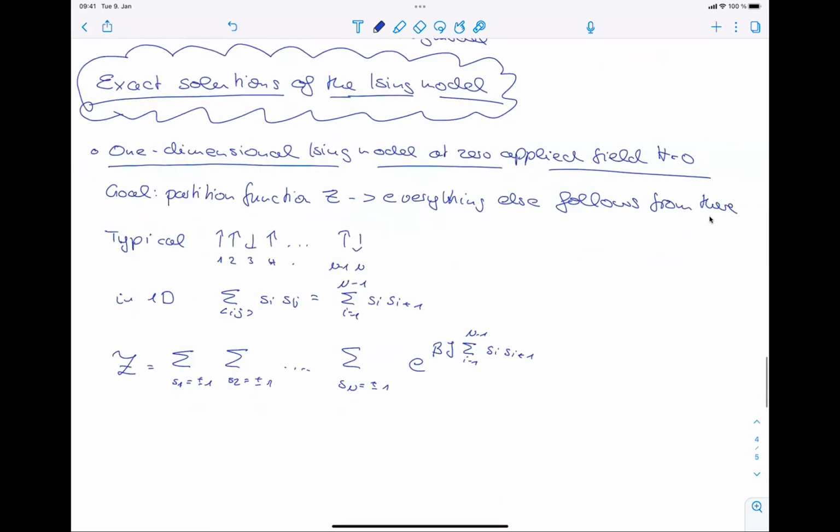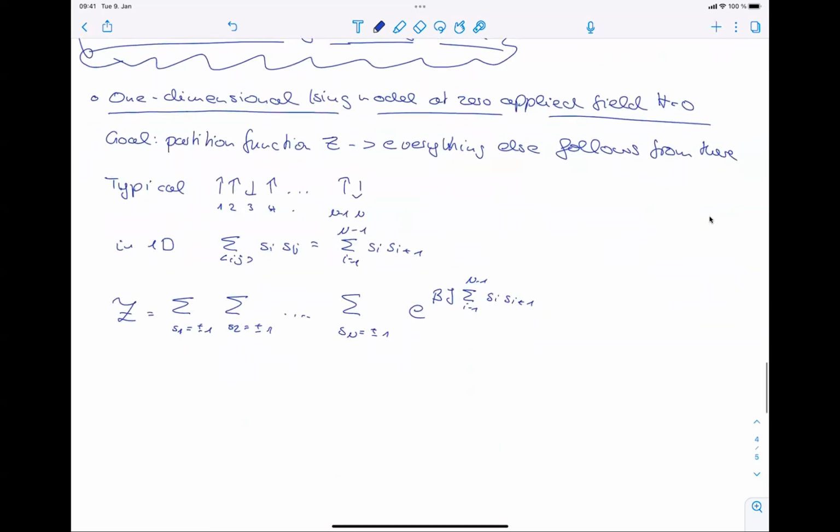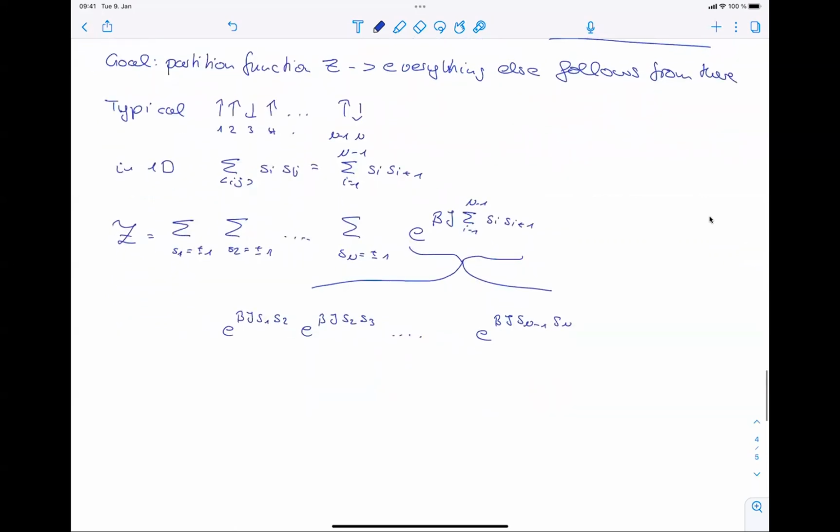And so the trick why we can solve this readily is to realize that if I have an exponent of a sum, I can write this as a product of exponentials, right? So this is nothing else than e to the beta J S1 S2, e to the beta J S2 S3, and so on, going up to e to the beta J S(n minus 1) Sn.